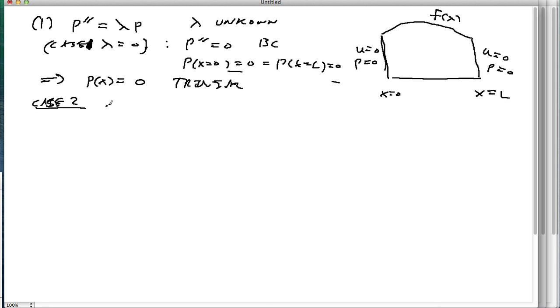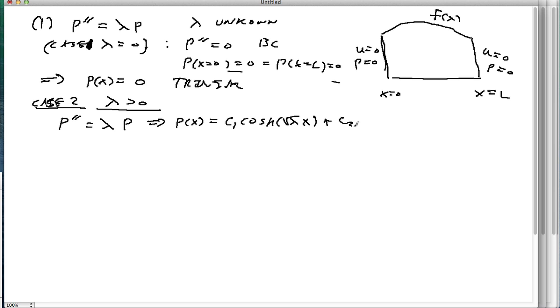And that's going to be lambda greater than 0. All right. So riddle me this. Do we remember the solution to this equation when lambda is positive? We know it when it's negative, right? It's going to be sines and cosines. But when it's positive, it leads to solutions of the form p of x is equal to c1 cosh of square root of lambda x plus c2 sinh of square root of lambda x. Right, so these are the hyperbolic cosine and sine.